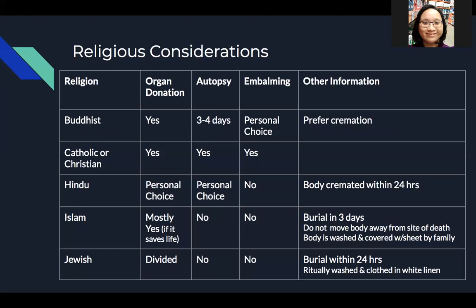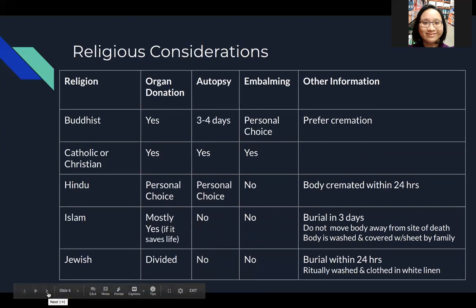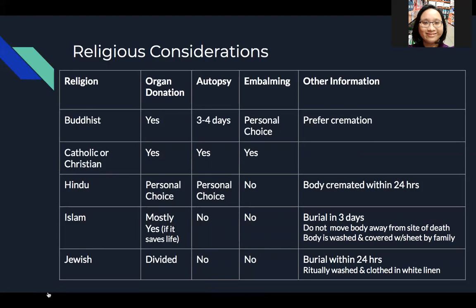For example, the Buddhists are okay with autopsy, but they recommend waiting 3 to 4 days because they believe that the soul needs some time to actually leave the body before an autopsy is allowed. Catholic and Christian are usually okay with all of them. And by the way, embalming is when they preserve the body, and usually that's done for burials. In Hindu culture, a lot of the things are personal choice. The only thing that they're not okay with is embalming, because usually they cremate the body within 24 hours. It's the idea that they want to be reincarnated quickly, so they usually don't bury their dead.